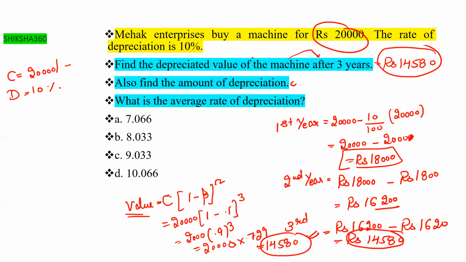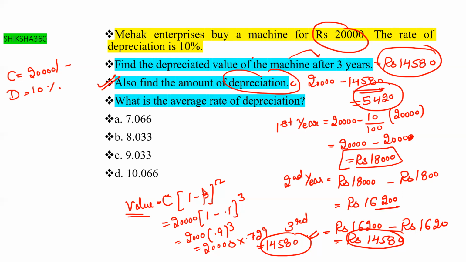Next, what is the amount of depreciation? Depreciation is equal to 20,000 minus 14,580, so we are left with 5,420 rupees. This is the amount of depreciation. Next one, what is the average rate of depreciation?